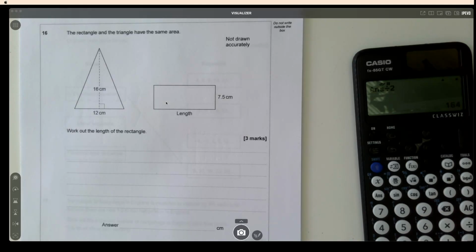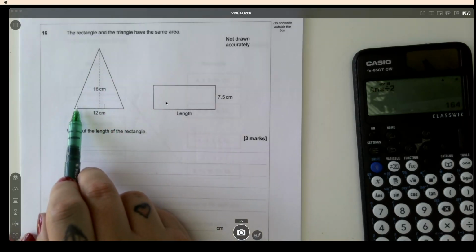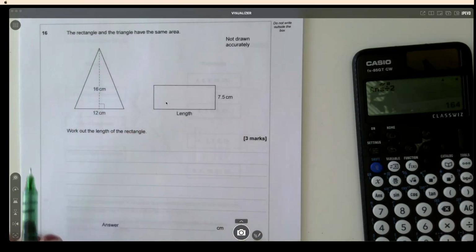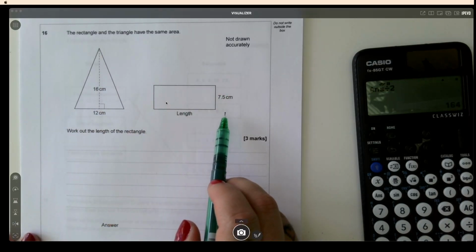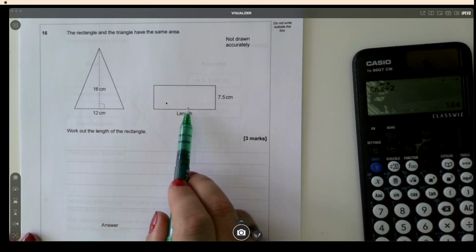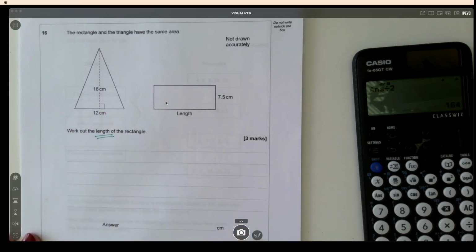Question 16. The rectangle and the triangle have the same area. So we've got a triangle, and to work out the area of a triangle, it would be base times height and then divide by 2. And then we've got a rectangle, and to work out the area of the rectangle, it would be the length times the width. But here we don't know the length. It wants us to work out the length of the rectangle.